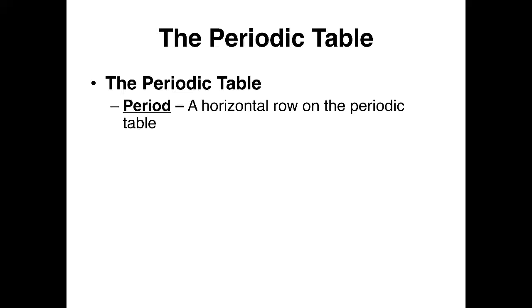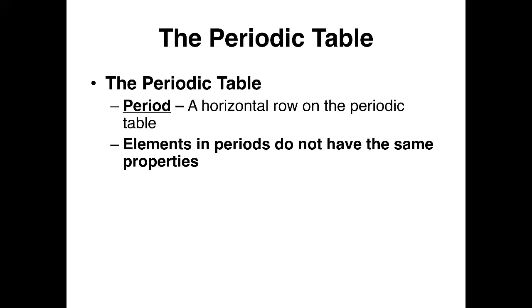Now, a period is a horizontal row on the periodic table. Remember, the vertical column is called the group or family. A period is a horizontal row. Now, elements in one particular period do not have the same properties, obviously. Elements in the same group or the same column do have similar properties, but elements in the same period do not.